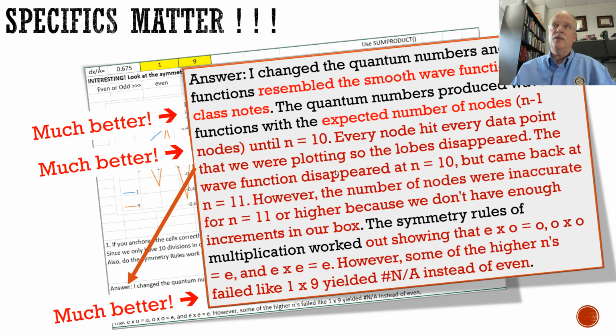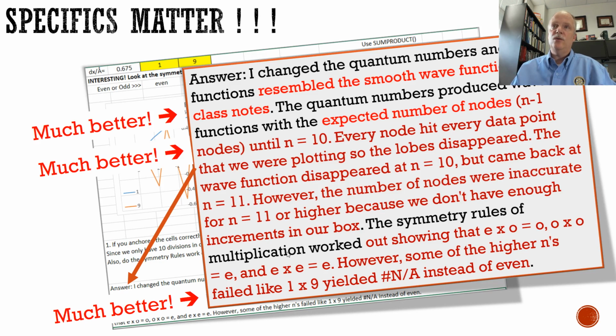The wave function disappeared at n equals 10, but came back at n equals 11. However, the number of nodes were inaccurate for n equals 11 or higher because we don't have enough increments in our box. If you look at the wave function for n equals 11, it does not have 10 nodes. It can't because we only have 9 data points in between the ends of our boxes. And then they go on to the symmetry part.